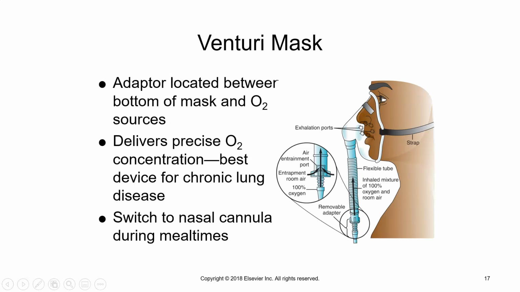Now, here you have a picture of what a Venturi mask looks like. The adapter is located between the bottom of the mask and the oxygen source. This delivers a precise oxygen concentration and is the best device for someone with chronic lung disease. Remember to switch them to nasal cannulas for meal times, but the reason this is more effective is because you can give such a precise concentration of oxygen.